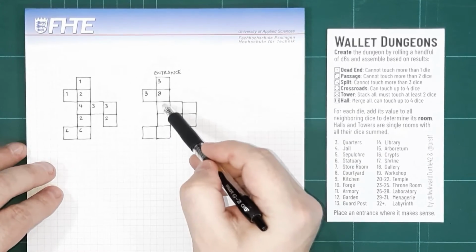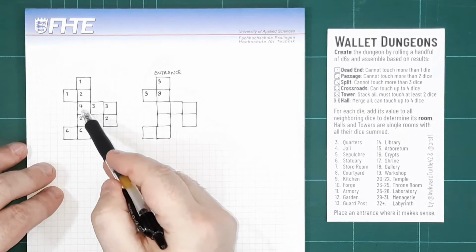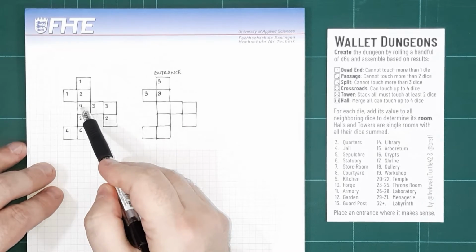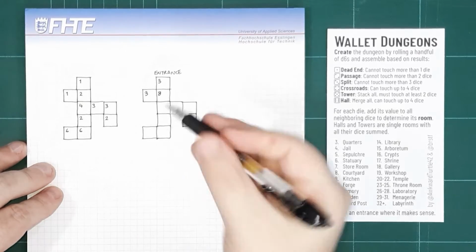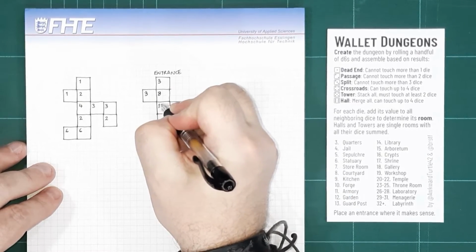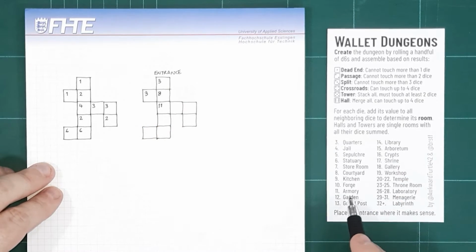Right, carrying on, we want to know what this room is now. So again, we have to add all neighbouring ones as well. So 4, 5, 6, 7, 8, 9, 10, 11. So this room has a total of 11 with its neighbours. It is an armoury.